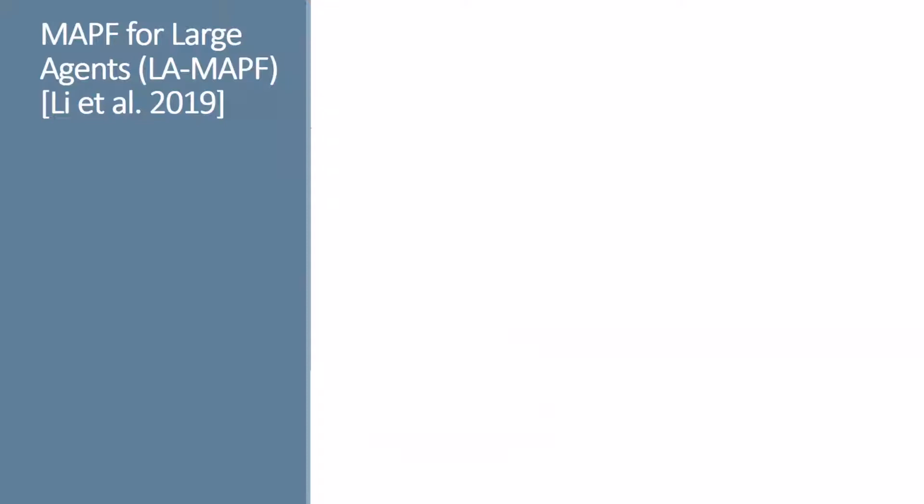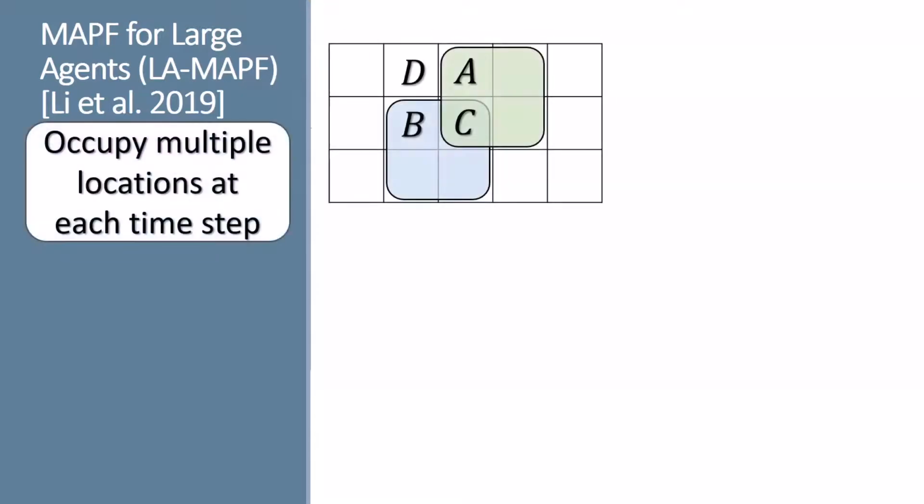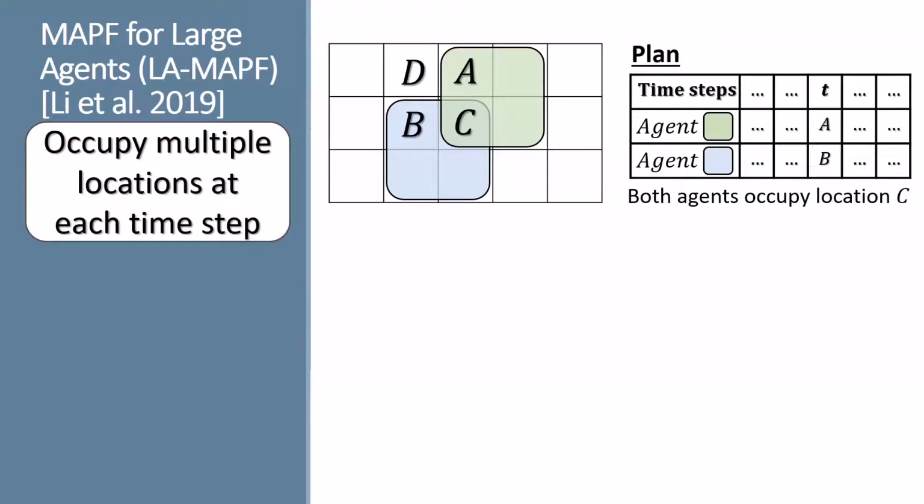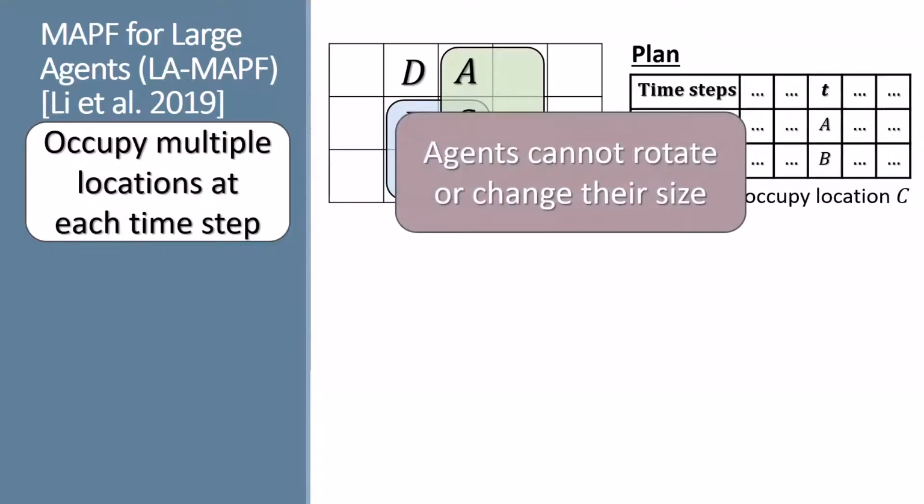There were two important attempts that did not make this one-agent-per-one-location assumption. In multi-agent pathfinding for large agents, the agents occupy multiple locations and collide when two agents overlap. Each agent is represented by a reference point, for instance, the upper left corner. In this example, the agents conflict at time step t because when the reference points of the agents are at locations A and B, then both agents occupy location C. In this problem, the agents cannot rotate or change their size.